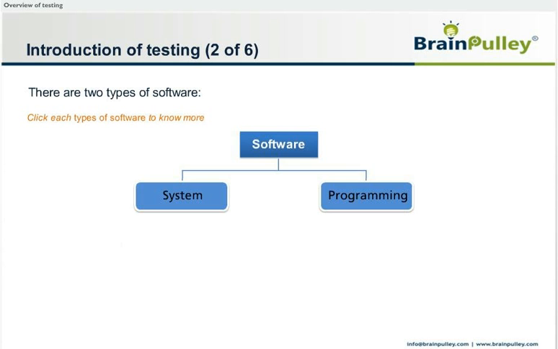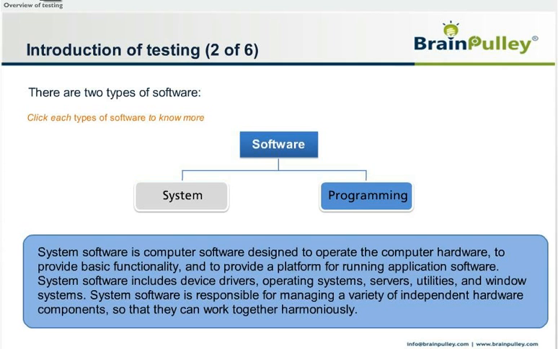System software is computer software designed to operate the computer hardware, to provide basic functionality, and to provide a platform for running application software. System software includes device drivers, operating systems, servers, utilities, and Windows systems. System software is responsible for managing a variety of independent hardware components so that they can work together harmoniously.